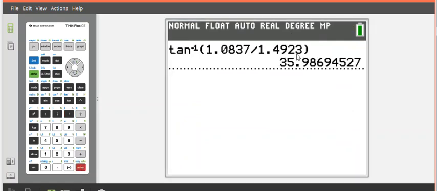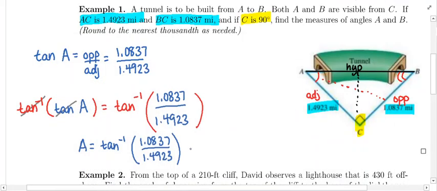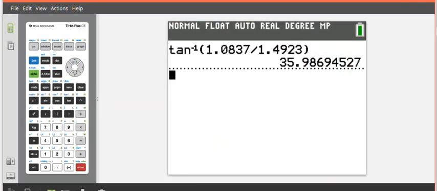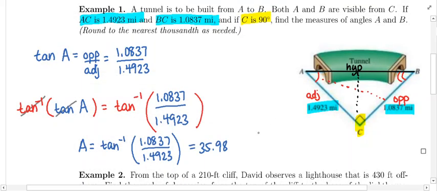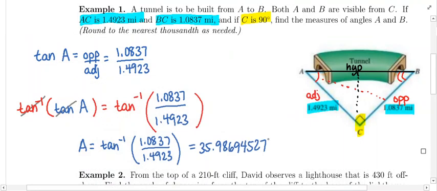So I will go ahead and write down this entire decimal expansion and then I will round it. It is 35.9869456945, I believe it was 27, yes. And this is measured in degrees.